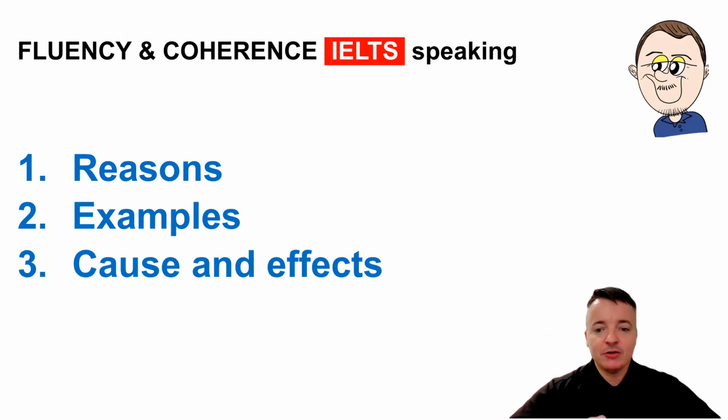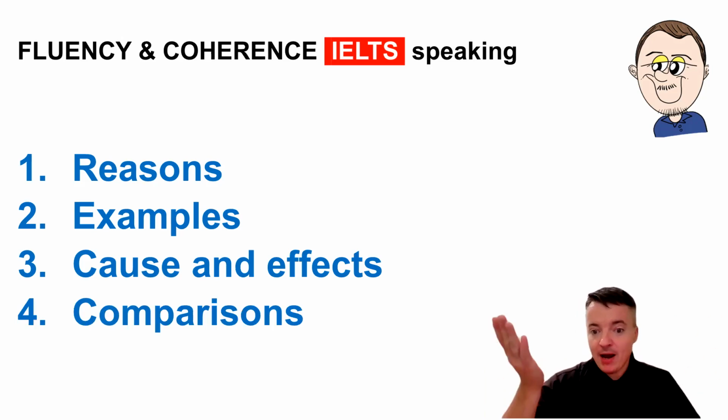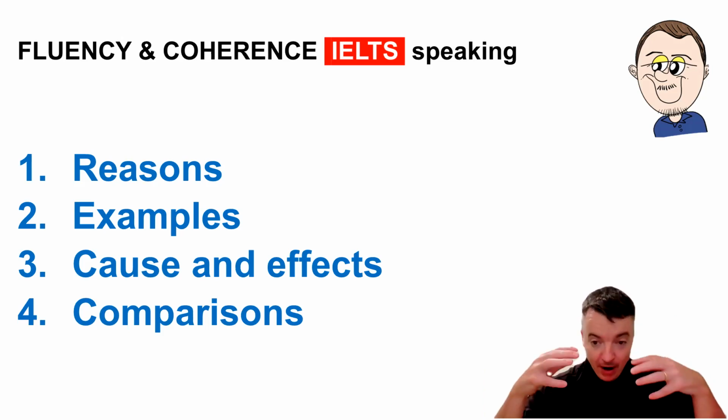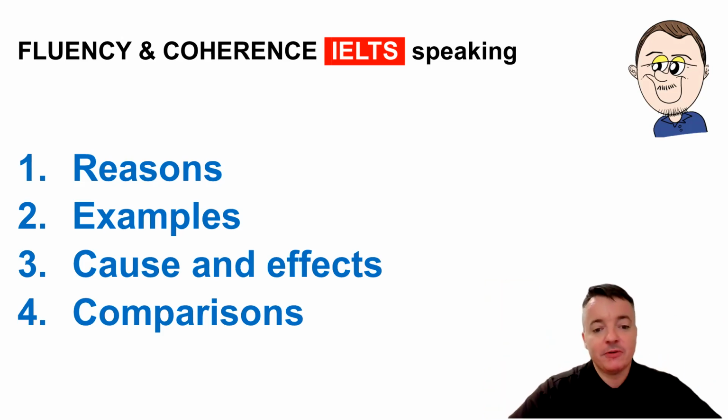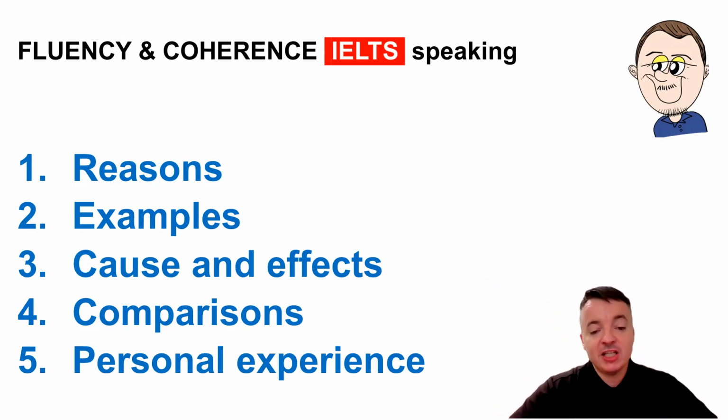Cause and effects. So if you mention something that's a problem, well, what caused it? What are the effects? What's your opinion about that? Comparisons, like I said. Compare now to the past. Compare now to what you think might happen in the future. And of course, it's okay to give your personal experience or the experience that you've heard from others. So these are 5 ways that you can add extra detail, which of course adds vocabulary and grammar and makes you more fluent and more coherent.